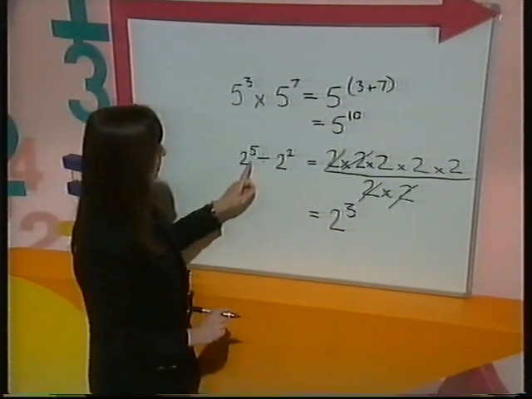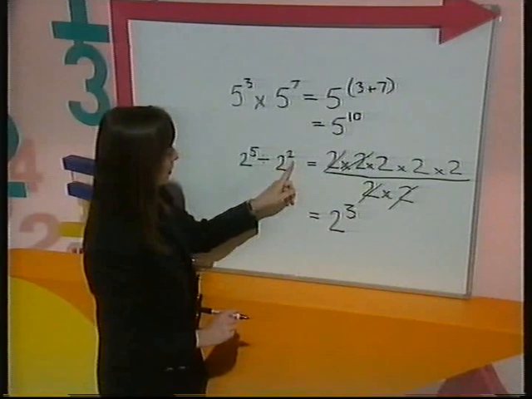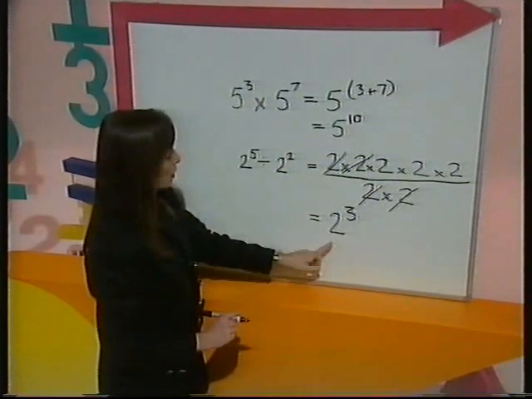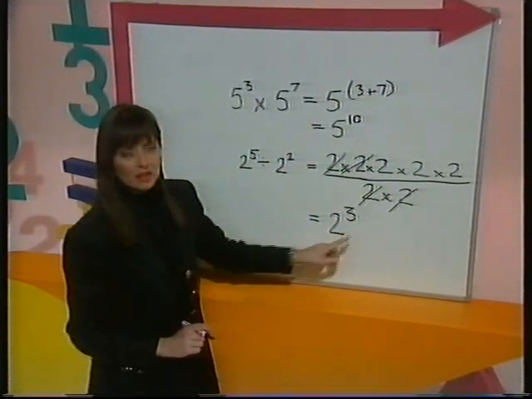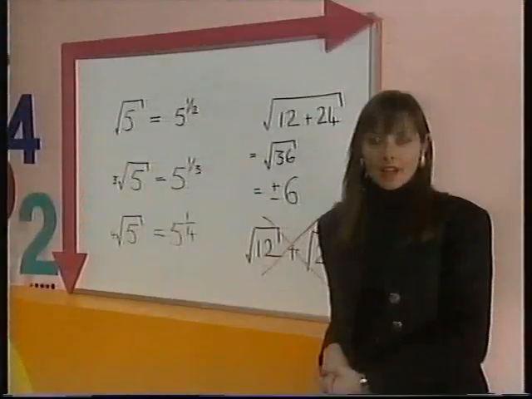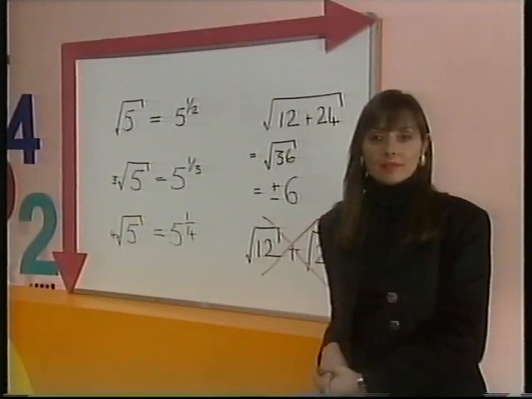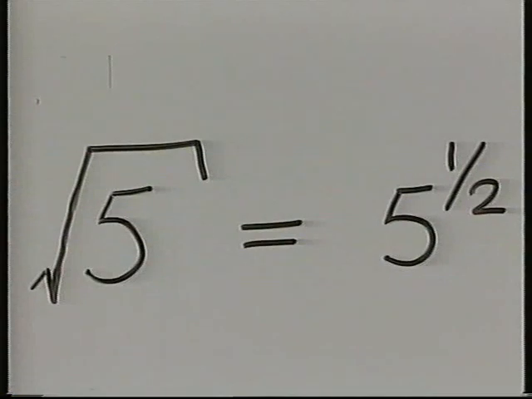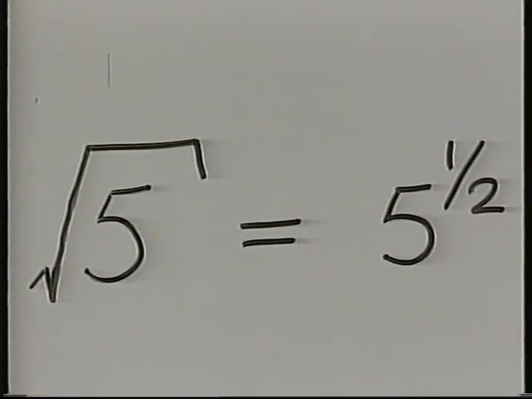So 2 to the power 5 divided by 2 squared equals 2 cubed. You have subtracted the indices. These are some more things to learn. A square root of any number can be written like this, or as that number to the power 1/2.